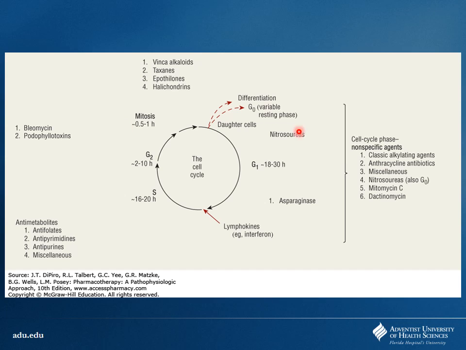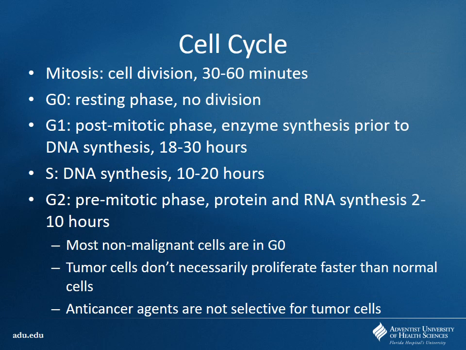Some of these are going to be cell cycle non-specific, meaning it doesn't really matter where the cell is in that reproductive cycle, you can hit it. Whereas some of these are much more important for affecting cells during mitosis or during the actual DNA replication phase, right? So again, with mitosis, the cell division, we're going to find some drugs will be effective here. Usually G0 is this resting phase. Are a lot of your cancer cells in G0?